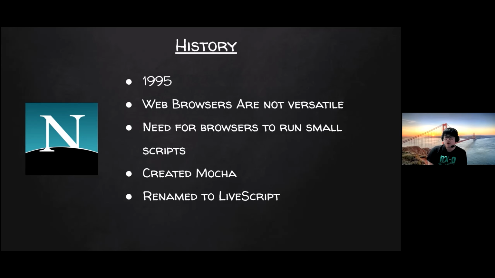So what Netscape wanted to do was create a small scripting language that can be run on the web browser, something really lightweight that can do these kinds of error checks before the client sends the data to the server. So they created Mocha. And it wasn't really like a programming language back then, so they had to change it to something with script in it. So they renamed it to LiveScript. Now that's not JavaScript yet.